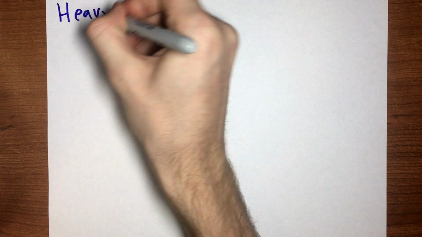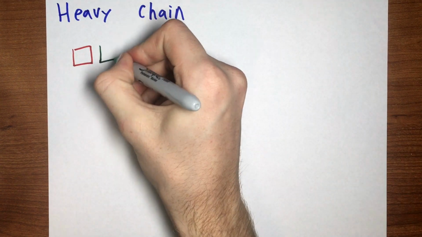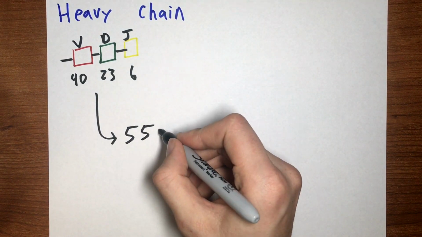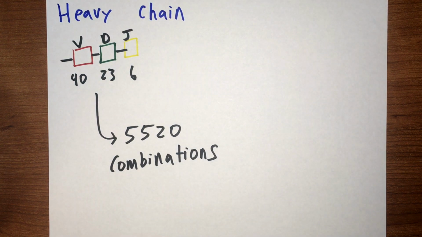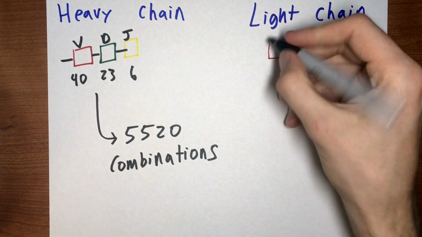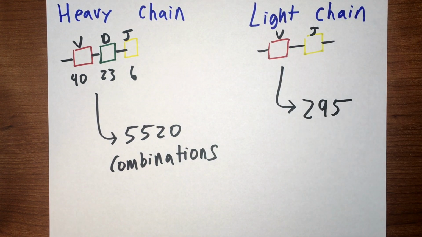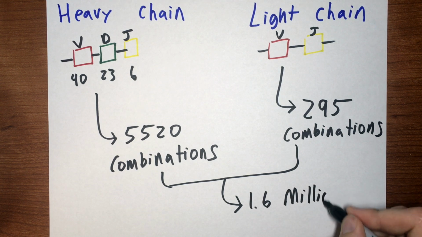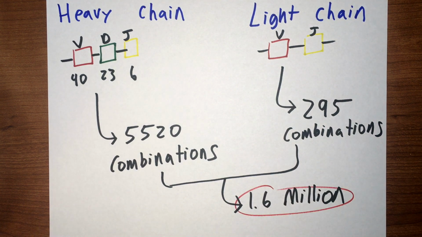For the heavy chain, there are approximately 40 V regions, 23 D regions, and 6 J regions, meaning there are 5,520 different combinations for the heavy chain. Light chains have a similar germline structure, except it is simpler in that there is no D region, which means there are 295 different light chain combinations. Altogether, from VDJ recombination alone, there are 1.6 million different antibodies that can be produced.